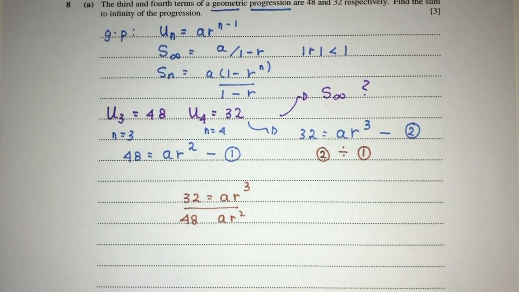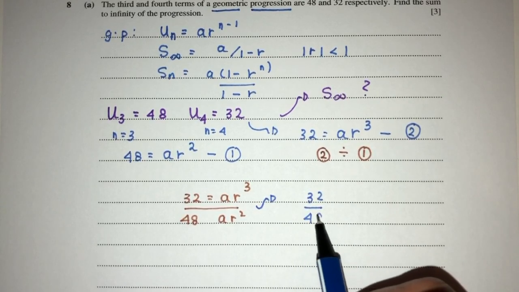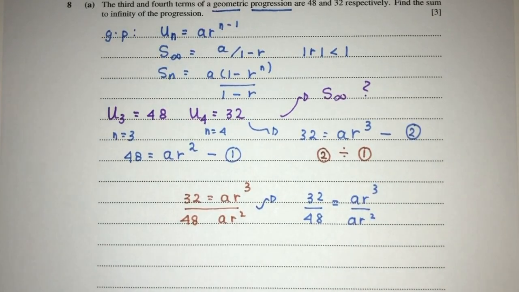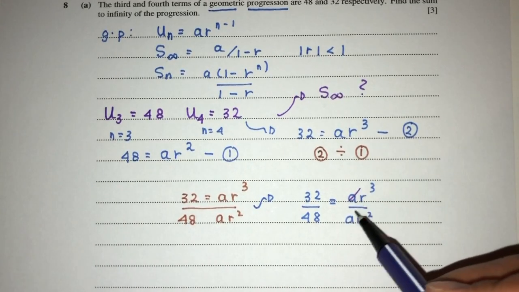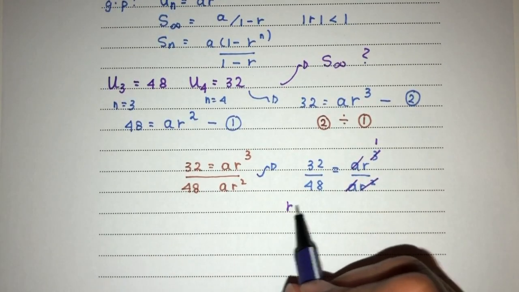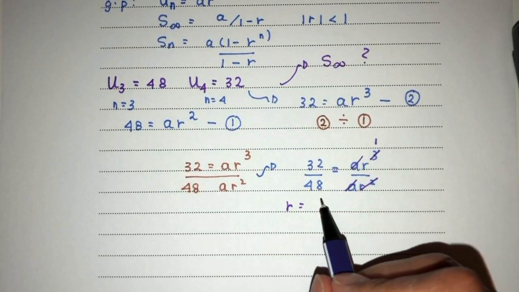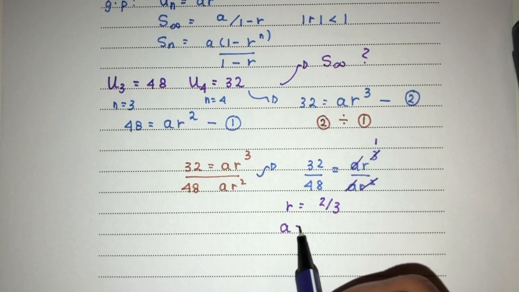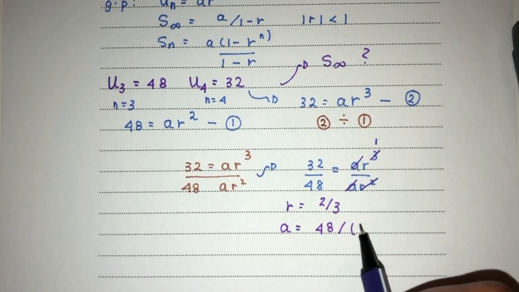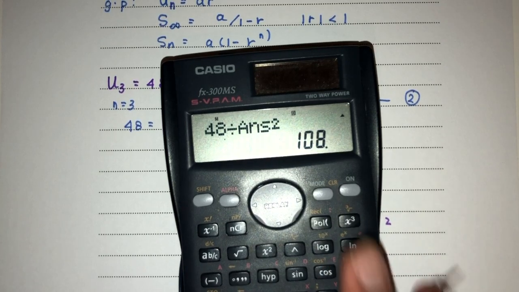Let me rewrite this down because it can be confusing in this way. This is the same thing as 32 over 48 is equal to ar cubed over ar squared. So now we can simplify. As you can see, a cancels out, this will cancel out, only r remaining. So basically r has to be 32 divided by 48, that should be 2 over 3. From this, the value of a has to be what? Bring it back to your main equation. a will be 48 divided by r squared. Okay, so 48 divided by (2/3) squared, that should be 108.